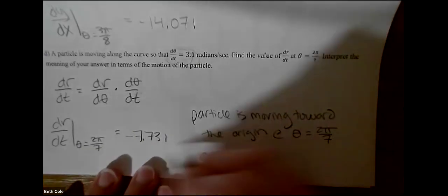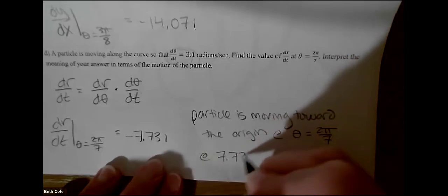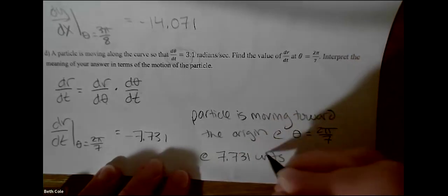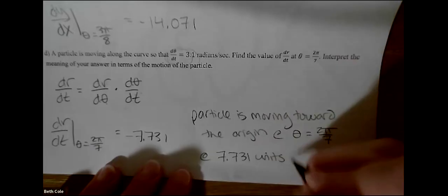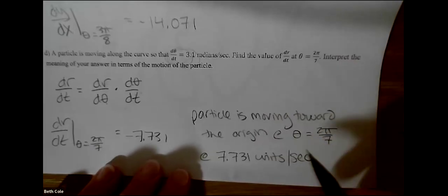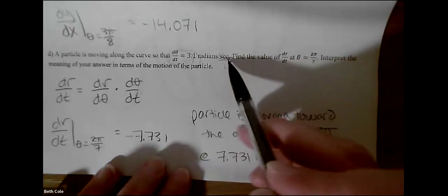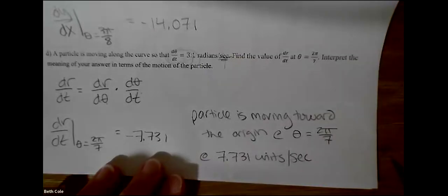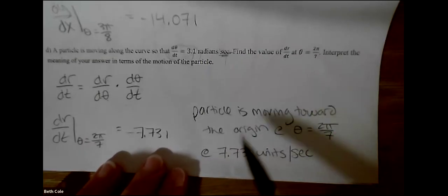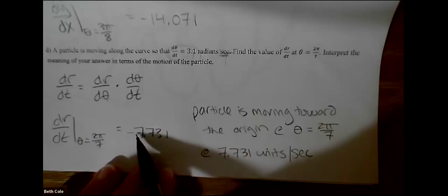And it is moving at 7.731 units, because we don't have feet or meters or whatever, per second. It is per second because they said seconds right there. But I don't know how far away from the origin it is. They didn't give us miles or any distance unit like that. But towards the origin, because this is negative.